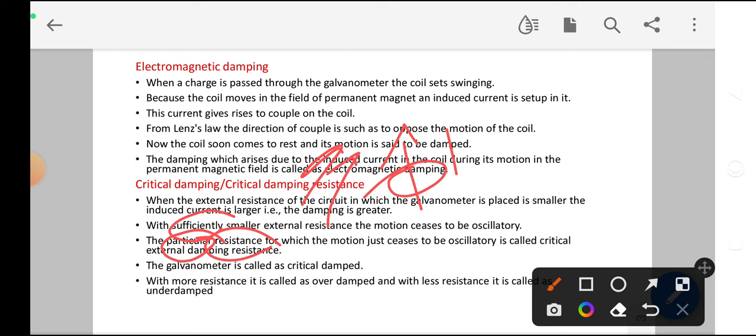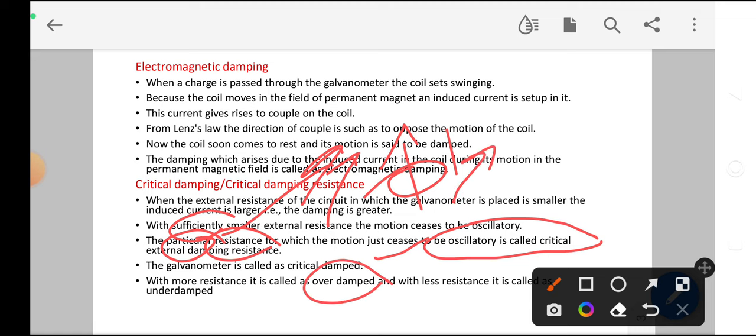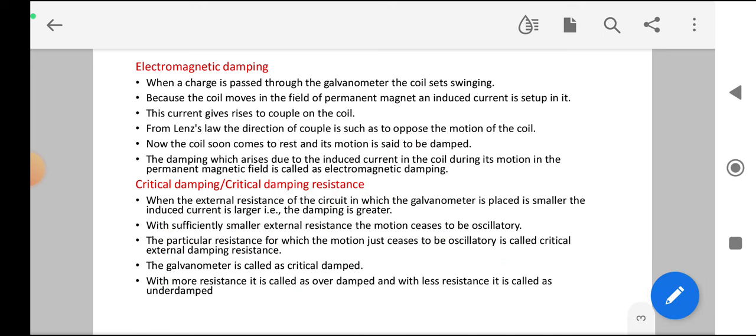So at this resistance, what happens? The coil can oscillate continuously without damping, without stopping. That is called critical damping. If the resistance is more, that is called over damping. If the resistance is less, that is called under damping. Okay friends, so these are electromagnetic damping and critical damping.